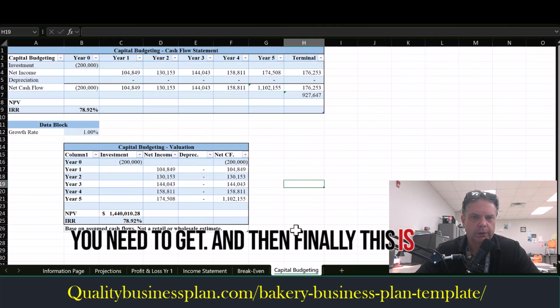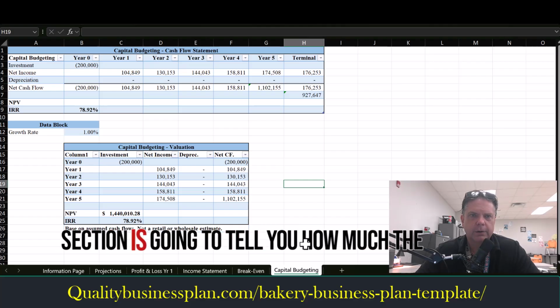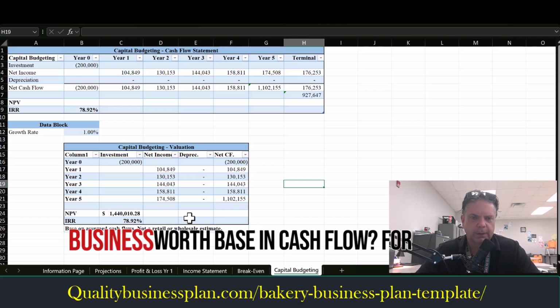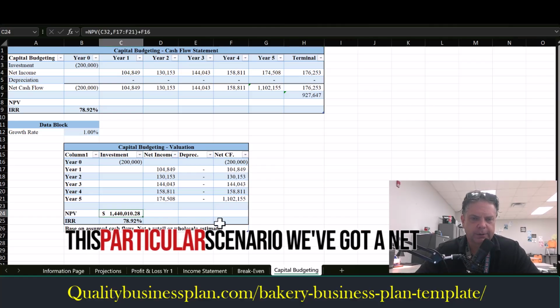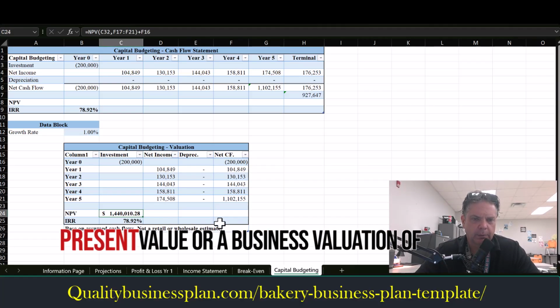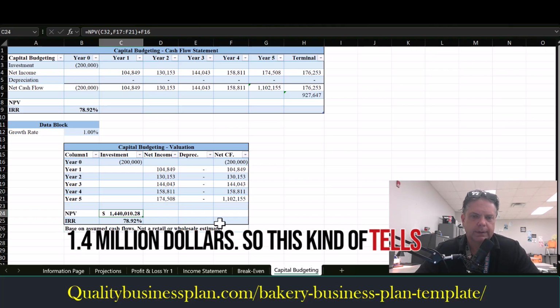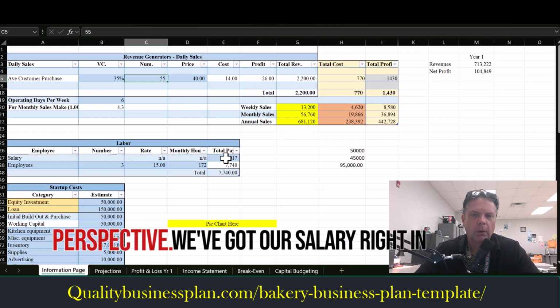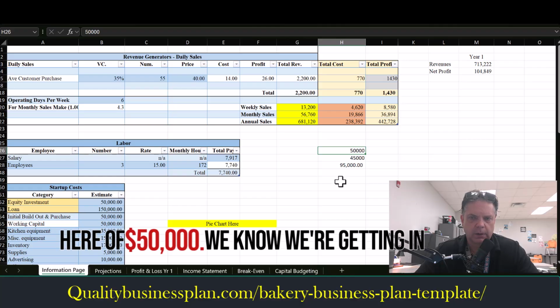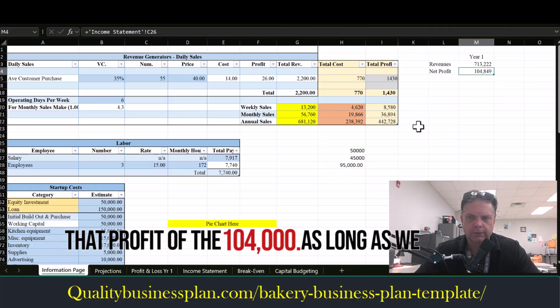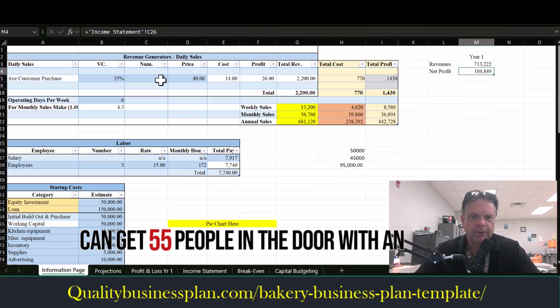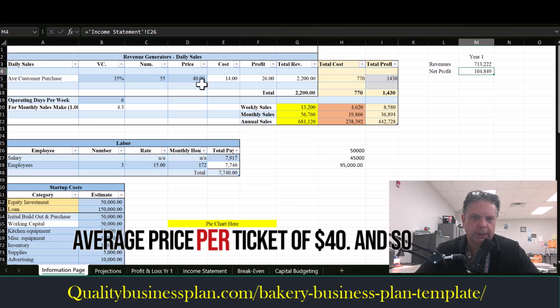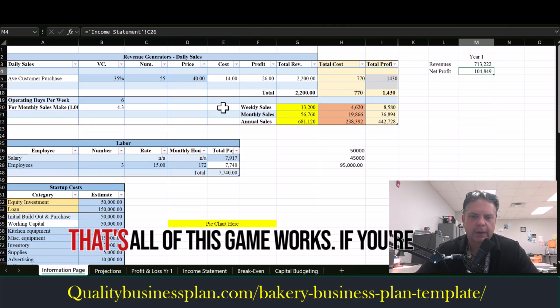Finally, the capital budgeting section is going to tell you the value of your cash flow. So what is your business worth based on cash flows? For this particular scenario, we've got a net present value, or a business valuation, of $1.4 million. This tells you that we are paying ourselves, from a business owner's perspective, a salary of $50,000. We know we're getting a net profit of $104,000 as long as we can get 55 people in the door with an average price per ticket of $40. And so that's how this game works.